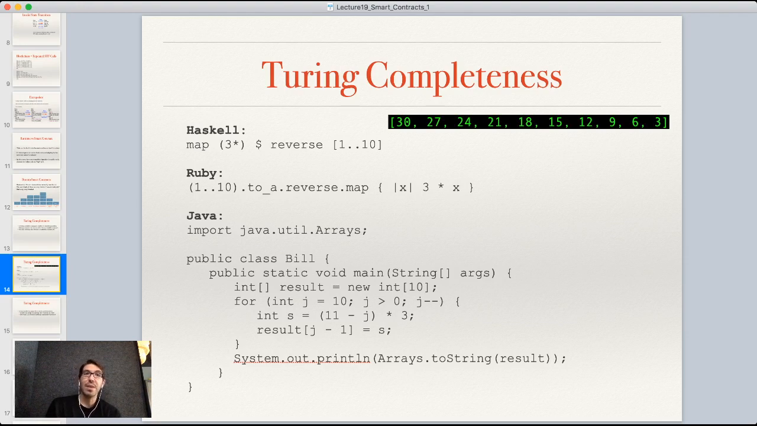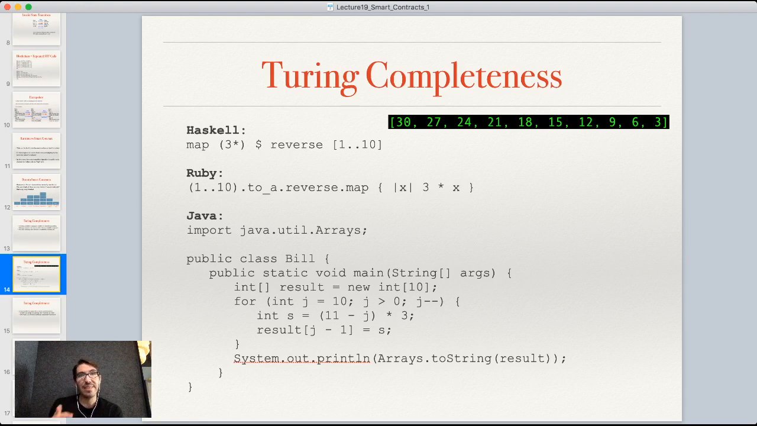10. Okay? Or I could do this in Ruby, 1 ... 10, change to array, reverse, map with the function x, 3 times x. Or in Java, import java.util.Arrays, public class build, public static void main, ... Right? All of these will do the exact same thing.